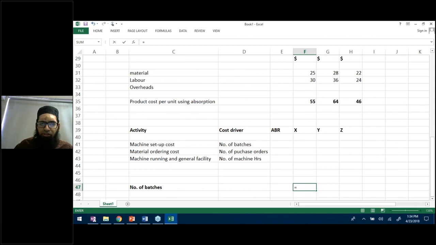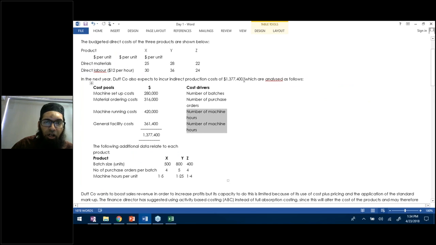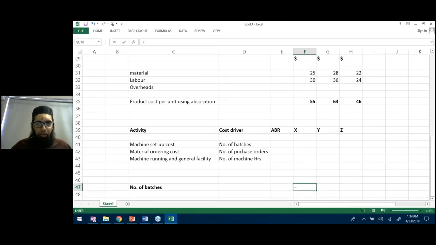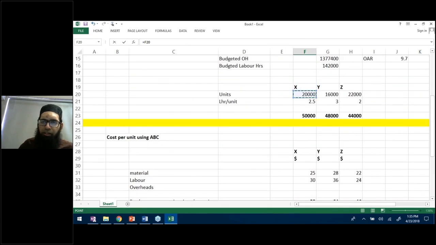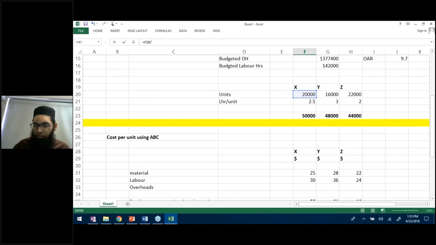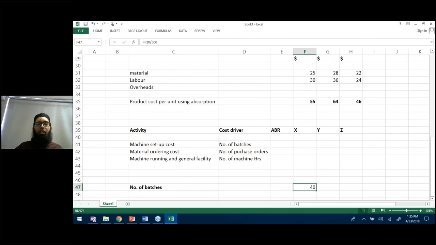So the number of units of product X is how much? 20,000, I guess. It's over here, 20,000. But I don't need to write 20,000 because I had used that value over here. These were my units. I have to divide it with the batch size, and the batch size given in the question is 500. So the number of batches for product X will be 40.